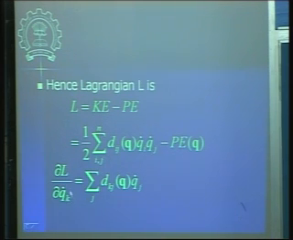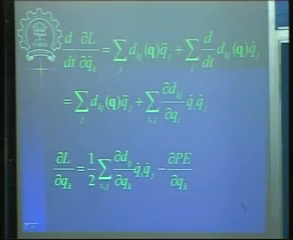Now from there you will get dou L by dou q dot. If you differentiate this L with respect to q dot, you will find that it can be expressed as this value. Do you see that? So only one q dot is remaining here, the other q dot is gone now because of the derivative. Next you have to take d by dt of dou L by dou q dot. So you take this derivative and you will find that you get this term.